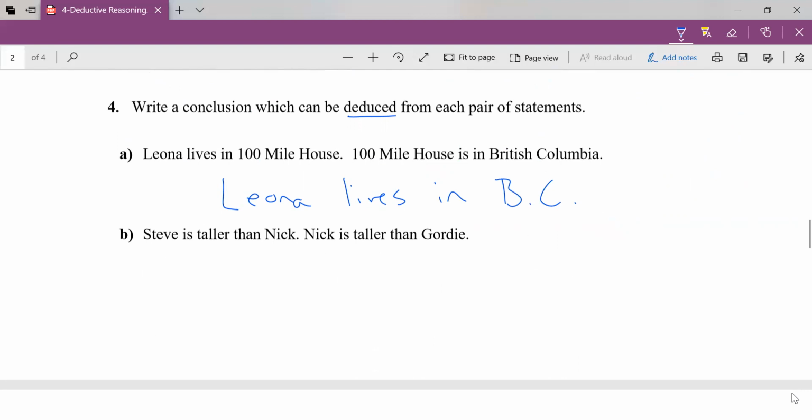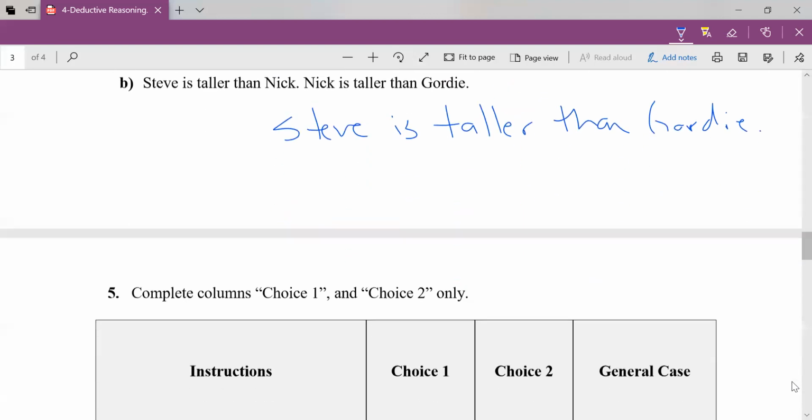All right, let's try another one. Steve is taller than Nick. Nick is taller than Gordy. So what do I know? If Steve's taller than Nick and Nick is taller than Gordy, then what I know? Steve is taller than Gordy. Okay, so an easy example of deductive reasoning. Okay, not too bad, not too bad.